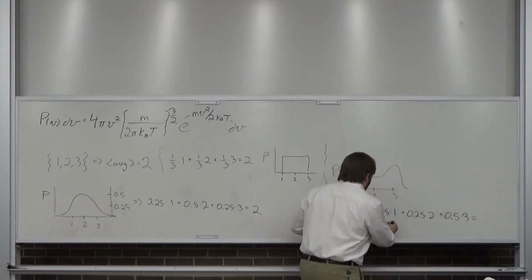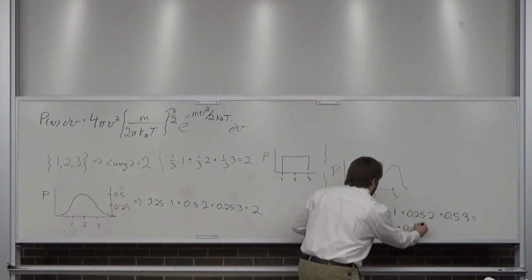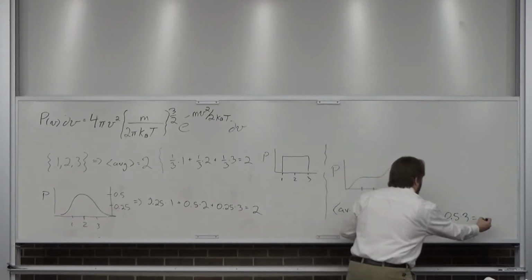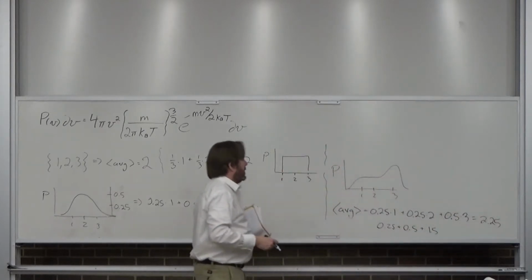And let's see, what is that? That's 0.25 plus 0.5 plus 1.5. And so that's 2.25. A little bit bigger, right? A little bit bigger than 2.